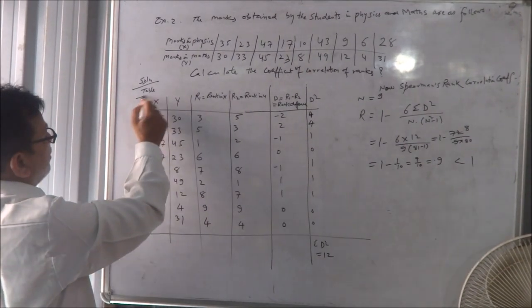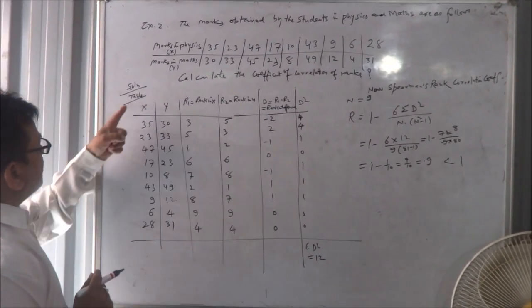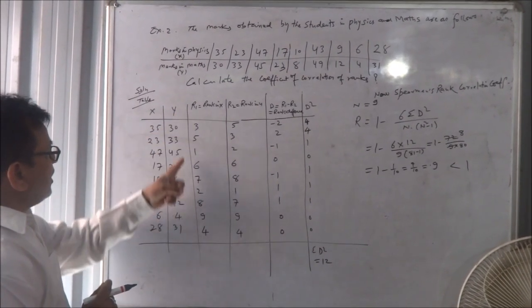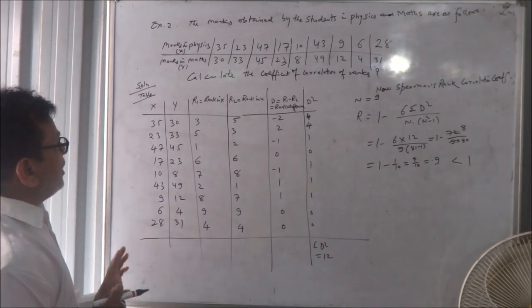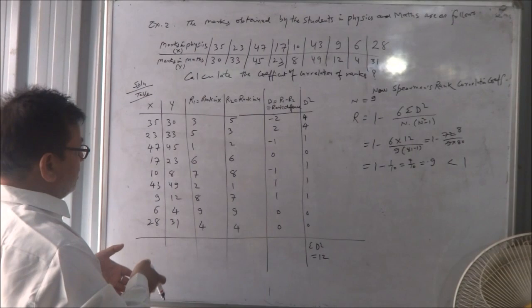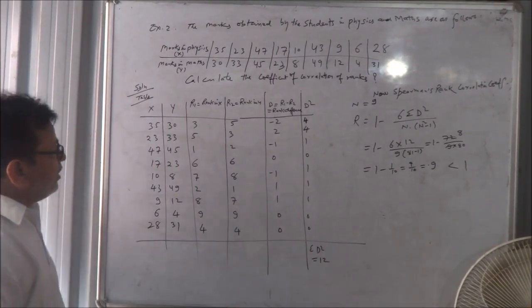Now we form a table for this again. These are the values of X, where X means marks in physics, and these are the values of Y, where Y means marks in mathematics. First we find the rank in physics and then the rank in mathematics. The rank can be calculated.